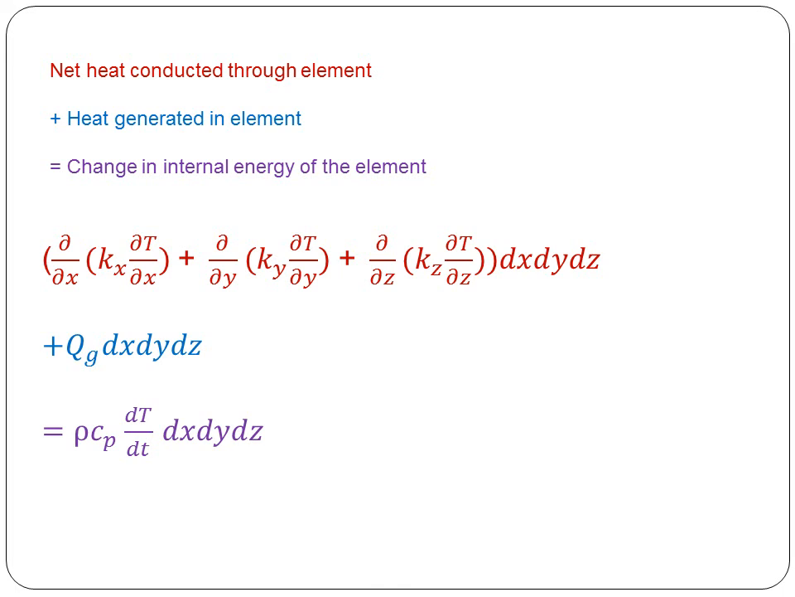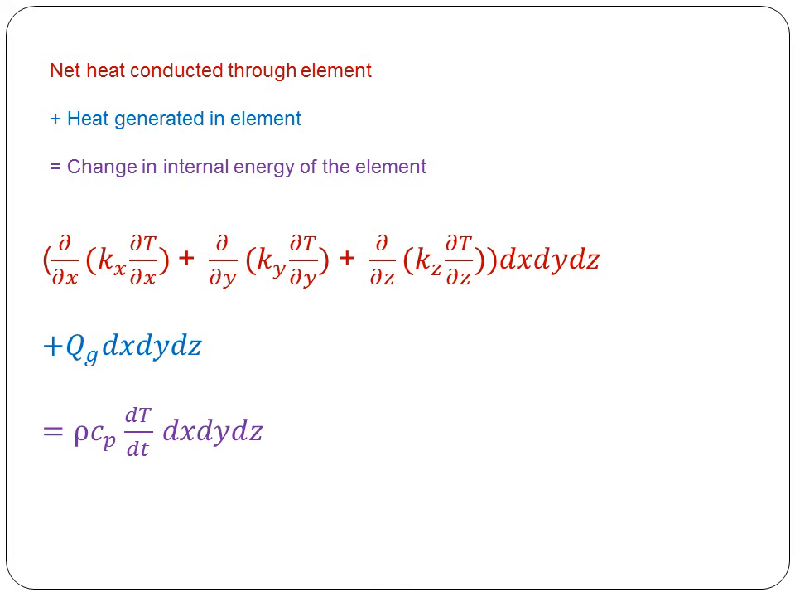So, when I simplify or use the expressions which we have obtained, then I will get this as the expression, where del by del x Kx del T by del x plus del by del y Ky del T by del y plus del by del z Kz del T by del z, into dx dy dz in common, plus Qg, which is the heat generated per unit volume. So, Qg into volume, that gives you total heat generated.